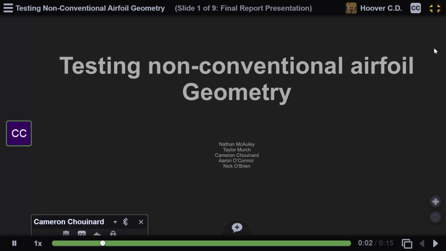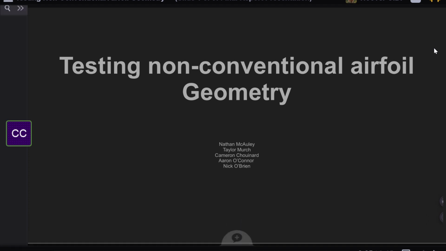Hello, everybody. We are testing non-conventional airfoil geometries. My name is Cameron Chenard, and in my group we have Nathan McCulley, Taylor Murch, Aaron O'Connor, and Nick O'Brien.